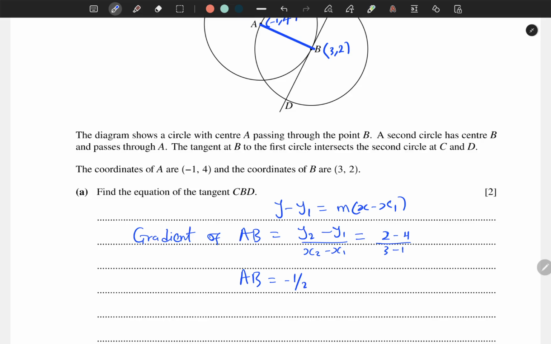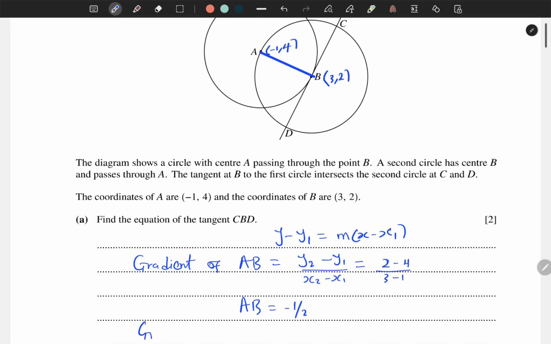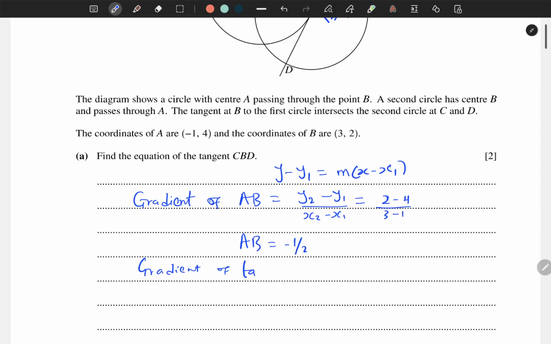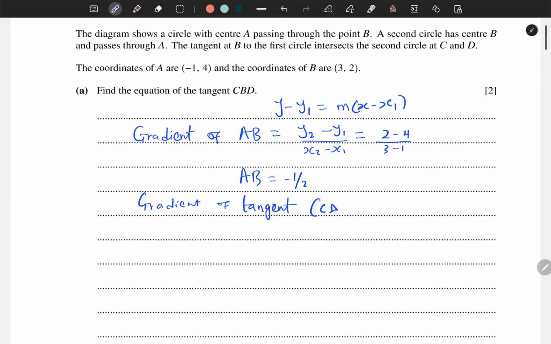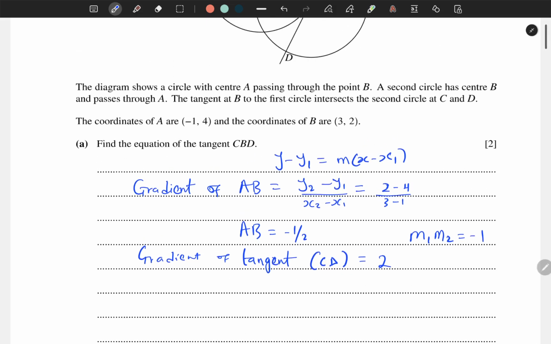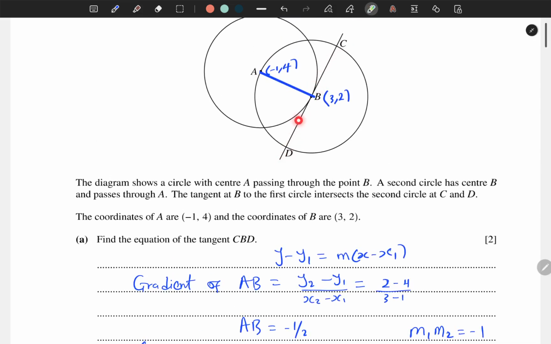So if the gradient of AB is minus 1 over 2, then the gradient of the tangent line, which is the line CD, is going to be 2. Okay, because when the product of two slopes equals minus 1, it means that the lines are perpendicular to each other. Now that we've gotten the slope, what else do we need to find the equation of this line? We need a point, which is point B.